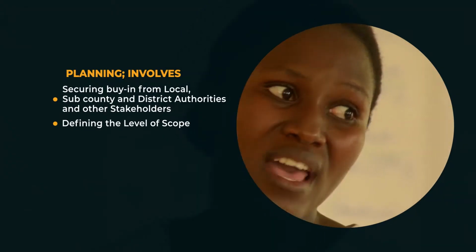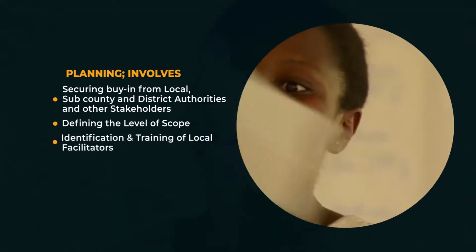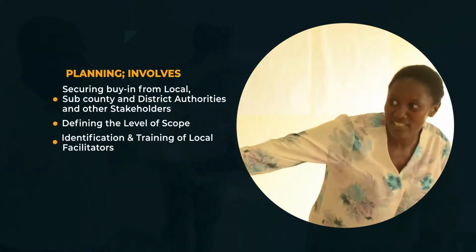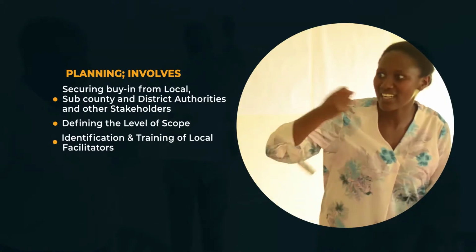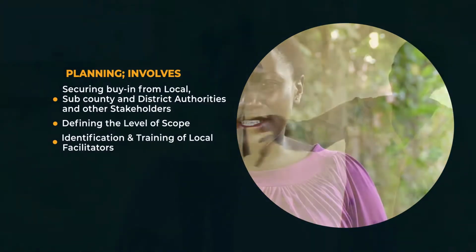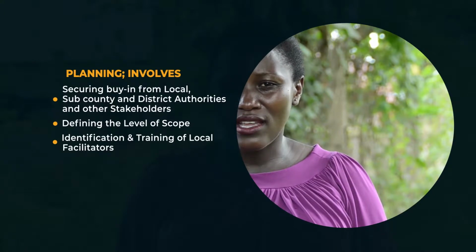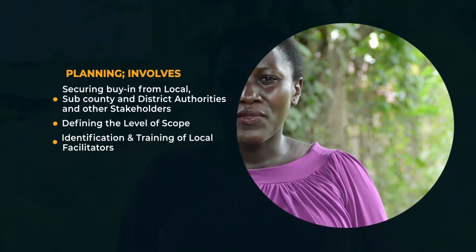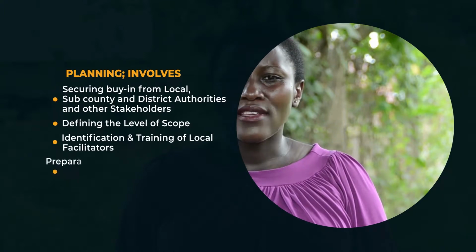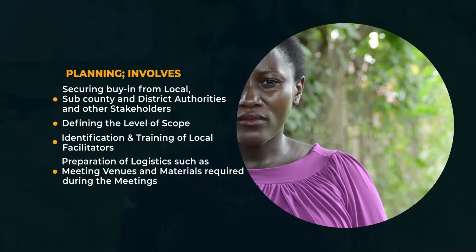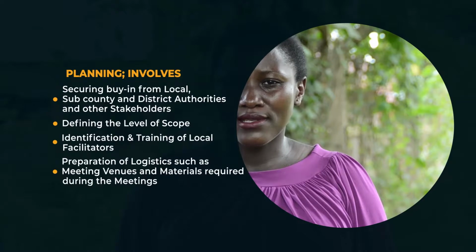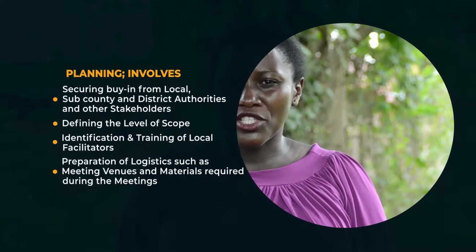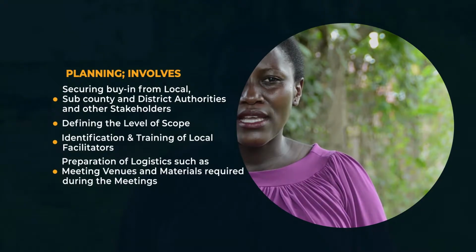The next thing that we want to identify is facilitators and train them. You should get facilitators and people who understand the languages in the place and will be running the community meetings. The last step in planning is making sure that we prepare logistics, venues, materials, and things that we shall require in the meetings.